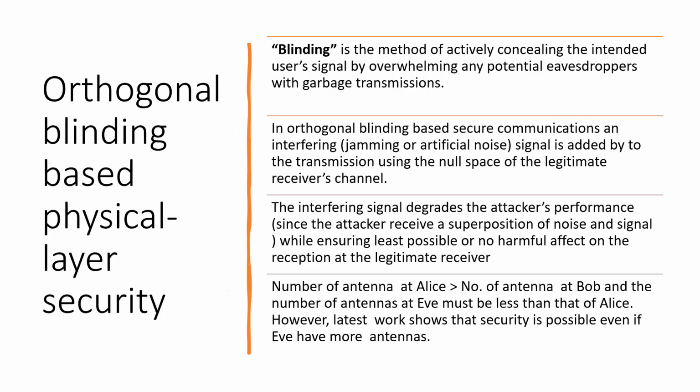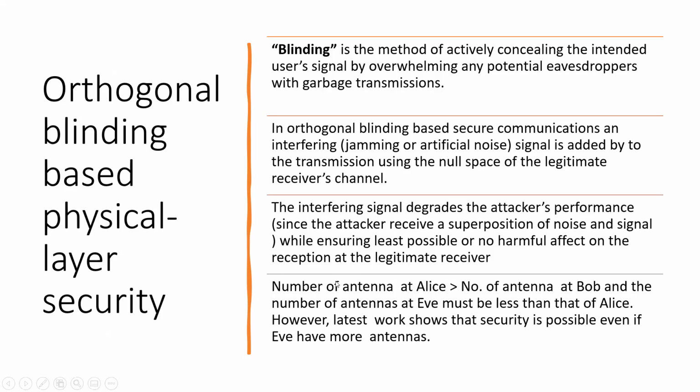Here are some more definitions of orthogonal blinding or artificial noise-based techniques. You can go over these techniques. For example, the interference signal degrades the attacker's performance while ensuring the least possible or no harmful effect, as I explained earlier. Or in general, in this method, we are trying to conceal the user signal with the help of noise. I want to mention this.